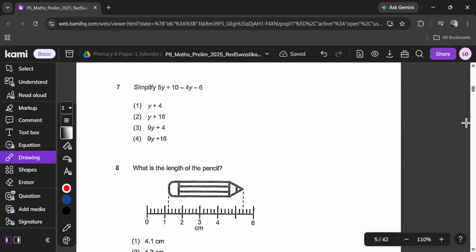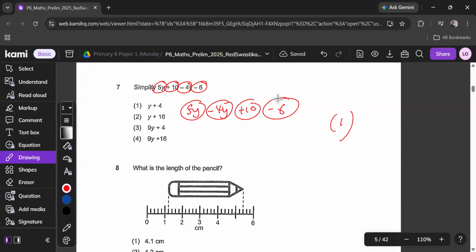Let's continue. Question 7. The answer is number 1. Now, revise, circle the groups. Put the groups with the same letters together. So the minus 4y put together with 5y, and then plus 10 put together with minus 6. All right. And then you can add already.